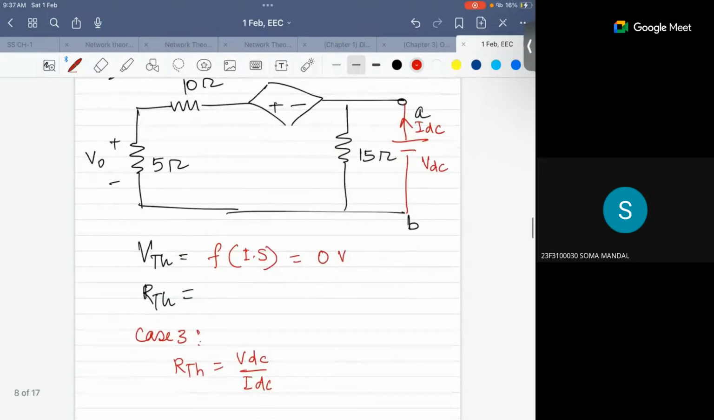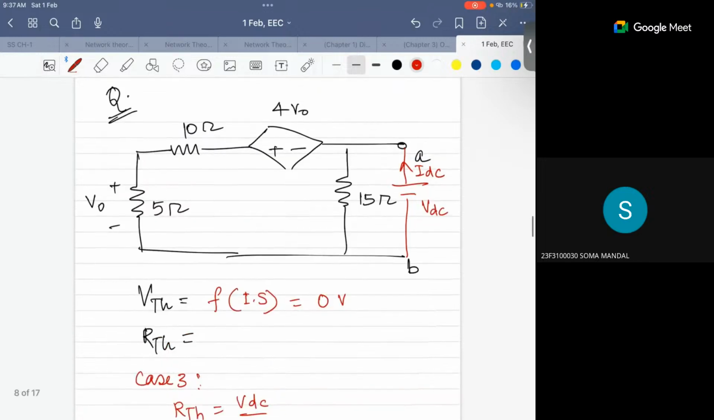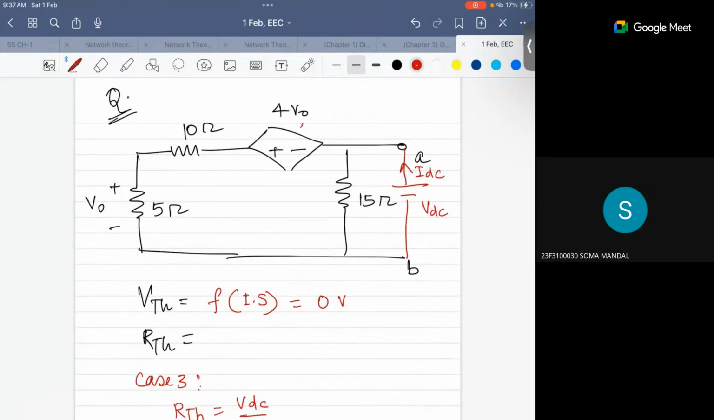Okay, you don't have to touch anything here because you don't have any independent source. You just have a dependent source. This is a voltage source, a voltage controlled voltage source. This voltage is controlled by the voltage across this 5 ohm resistance. Is it clear? Yes, sir. Let's try to solve it.